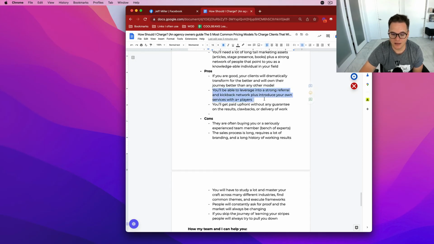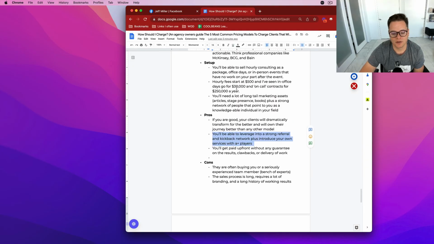This happens a lot. Somebody that is well-respected in the field will launch an agency, and all of a sudden they're doing $1 million a week. It's incredibly interesting seeing that happen. And you'll also get paid upfront without any guarantees of results, clawbacks, or delivery of work. So you can get paid $500 an hour just for a Zoom. You can get paid, like I said, $30,000 for an in-office day. And you can get on-call contracts that sometimes clients don't even use.